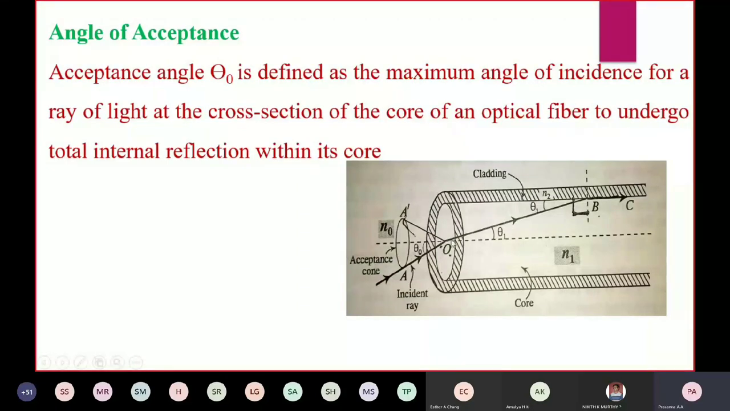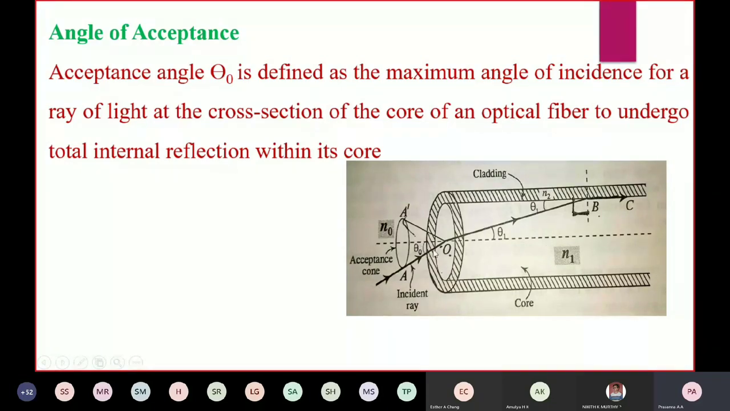Any light ray that enters the optical fiber from within this imaginary cone, also called the acceptance cone, can undergo total internal reflection. So the maximum angle of incidence, not minimum here, at which the light ray begins to undergo total internal reflection at the core-clad interface is known as the angle of acceptance. It is sometimes called the half angle of the acceptance cone.